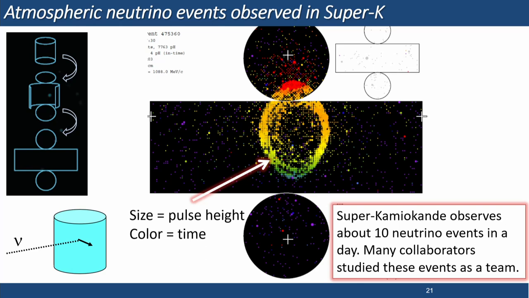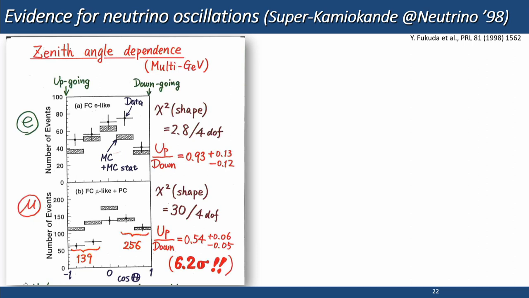In fact, I think we really worked hard in this period. And in 2 years, we were able to report our first important result. And that was the announcement of the evidence for neutrino oscillations in 1998. And here, I copied the slide we used in the Neutrino '98 conference.